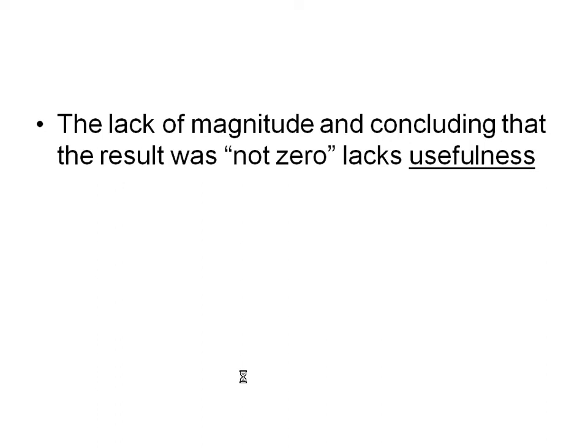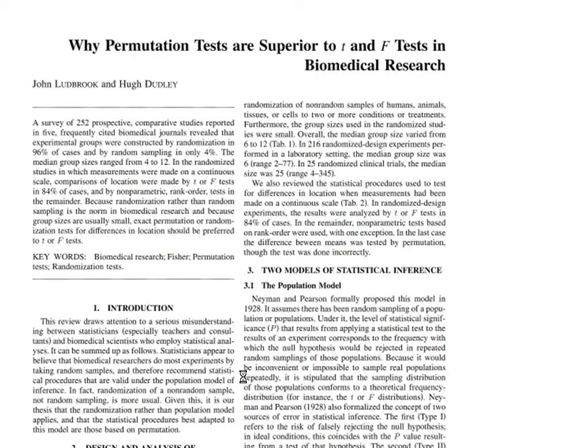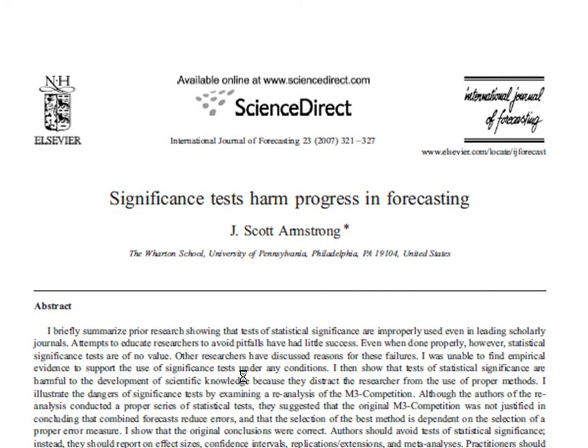And this is not just something that I'm making up. This is not a new concept. Will Hopkins is sort of pioneering this type of data expression in sports sciences. Other areas have been doing this for a long time, and have known that p of less than 0.05 in a clinical science is not useful. So we've got papers like The So What Factor, where we're really trying to get at statistical versus clinical significance, and Why Permutation Tests Are Superior to T and F Tests in Biomedical Research.